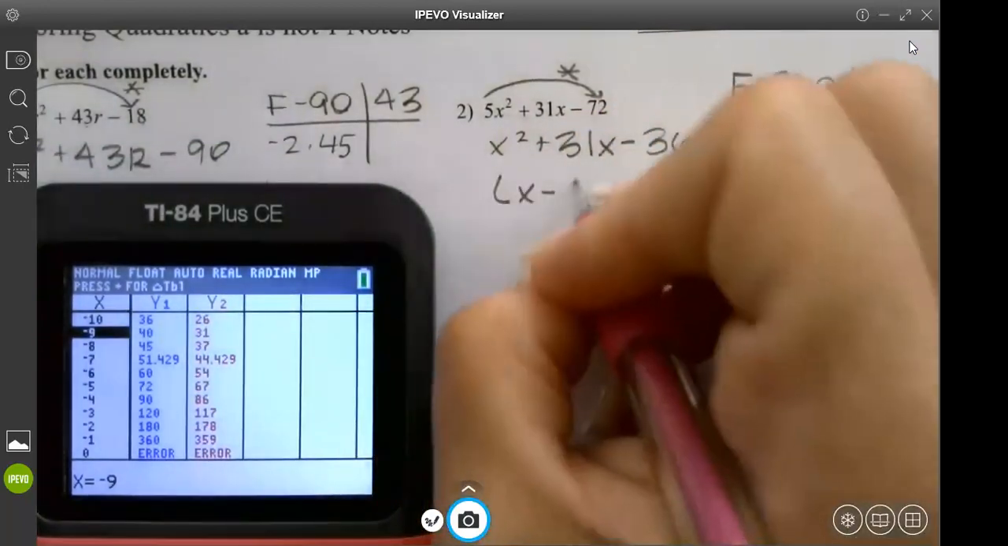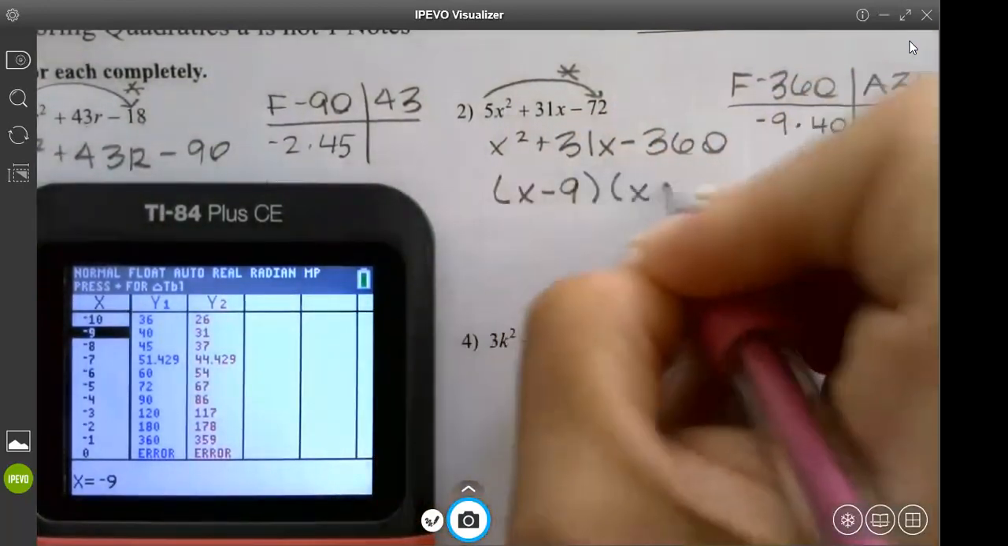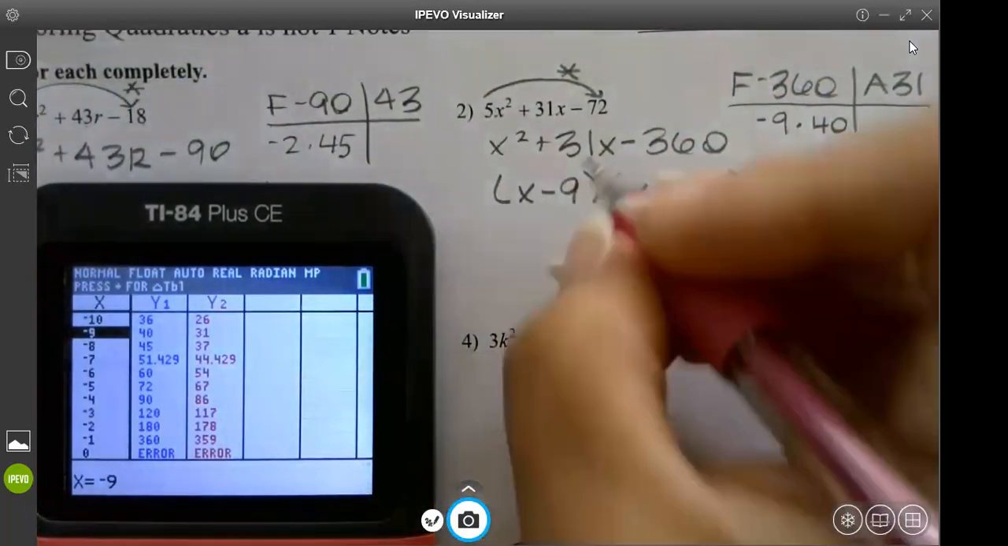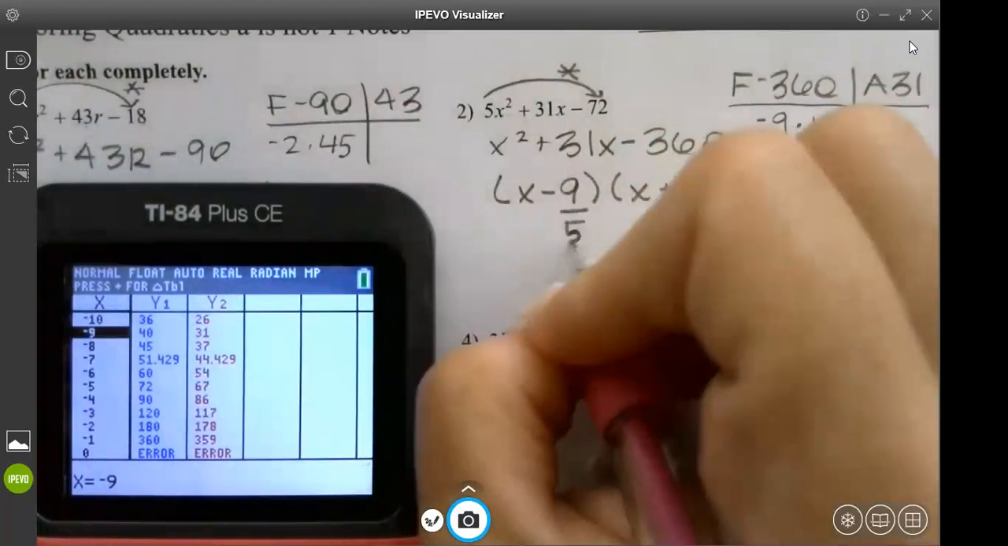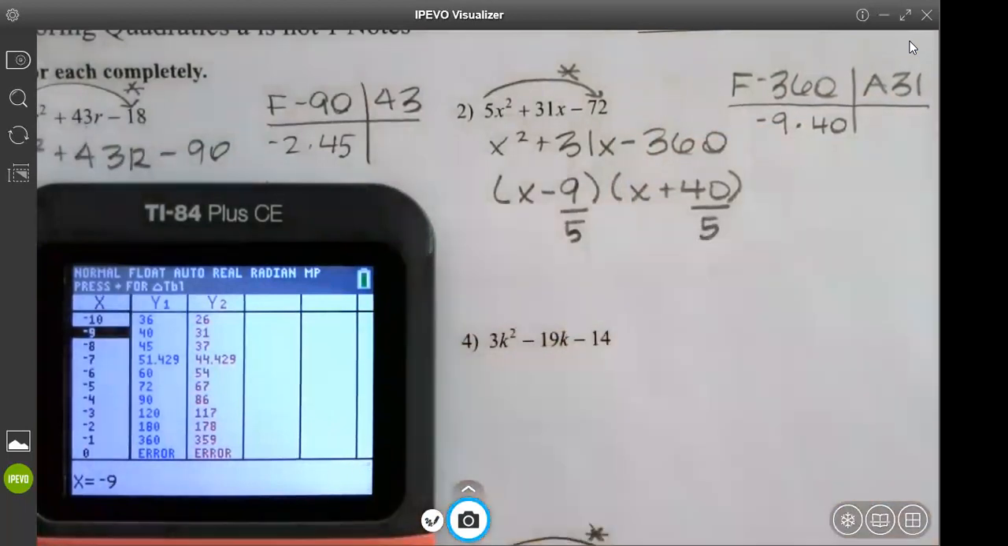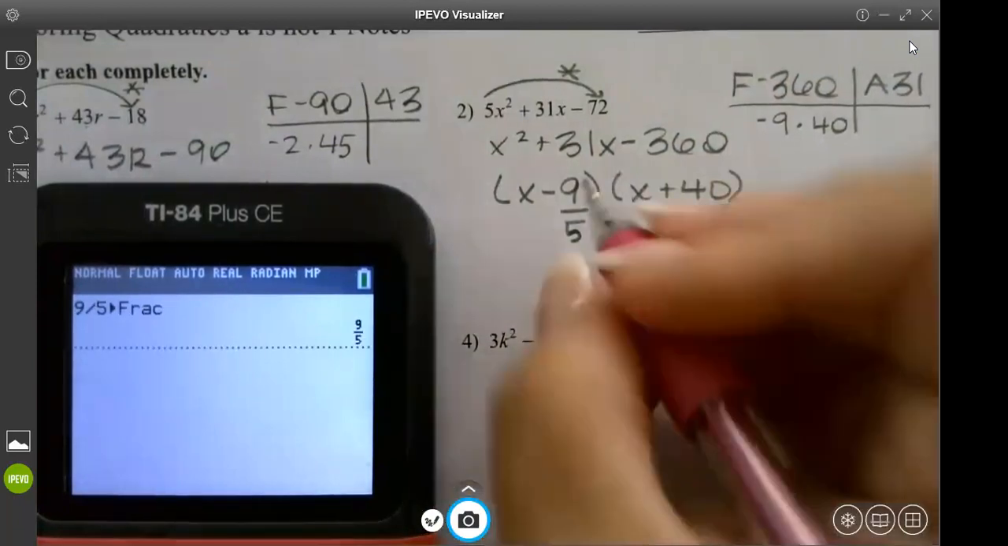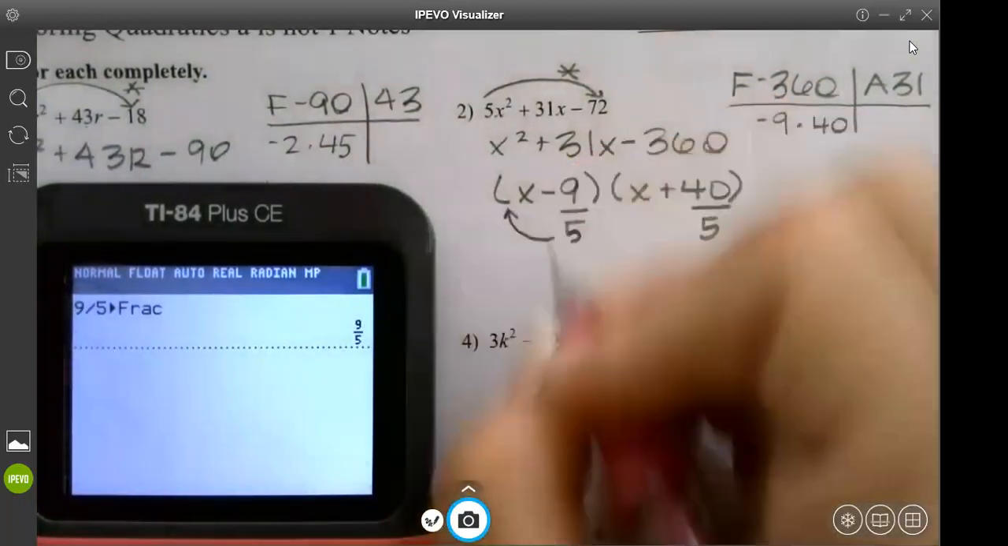So I have x and a negative 9. X and a 40. I did slide. Now I have to divide by that front number. Divide by 5. Check it in your calculator. Again, put it in math, enter. Math, enter. I got 9/5, nothing happens. So I just move it up.